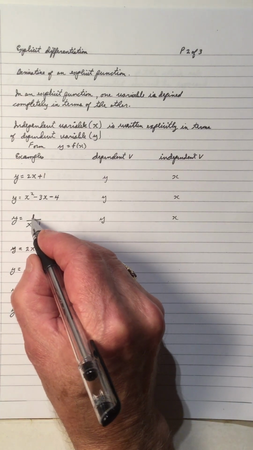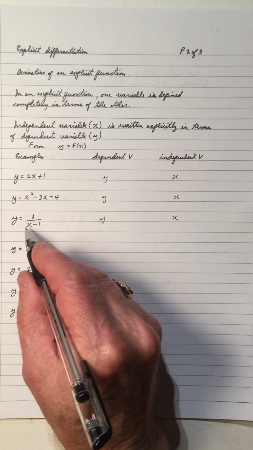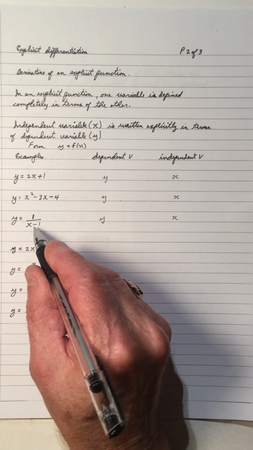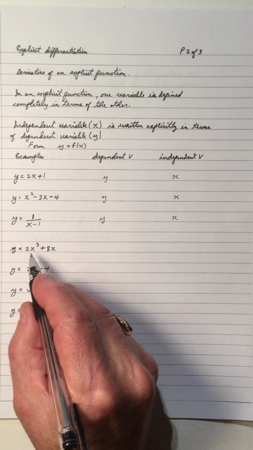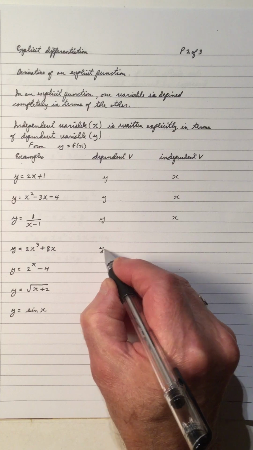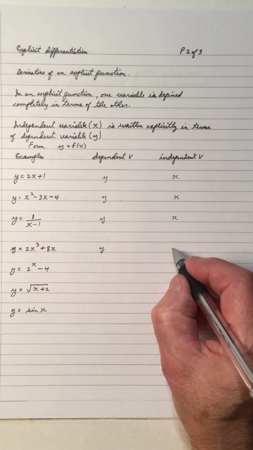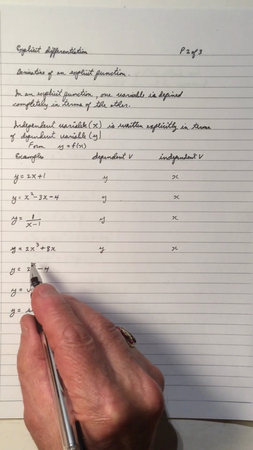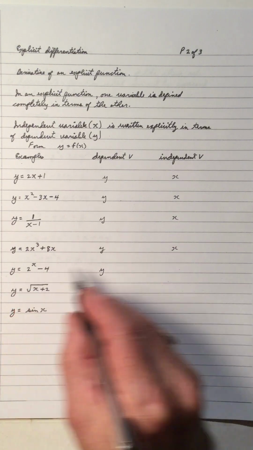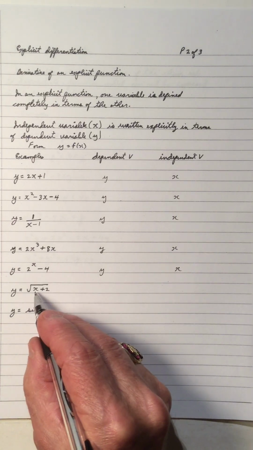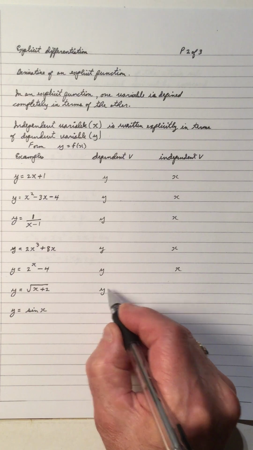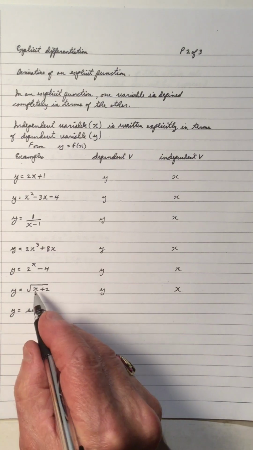This is a reciprocal of a linear function, which has a 1 over, and it has an asymptote. This is a polynomial, a cubic. And again, the dependent variable is y, the independent variable is x. This is an exponential, and the dependent variable is y, the independent variable is x. This is a square root, and again, the dependent is y, the independent is x.